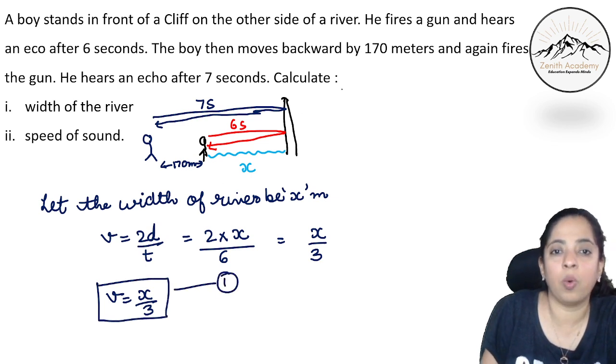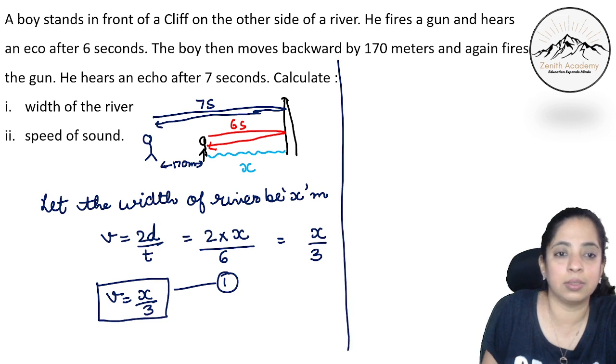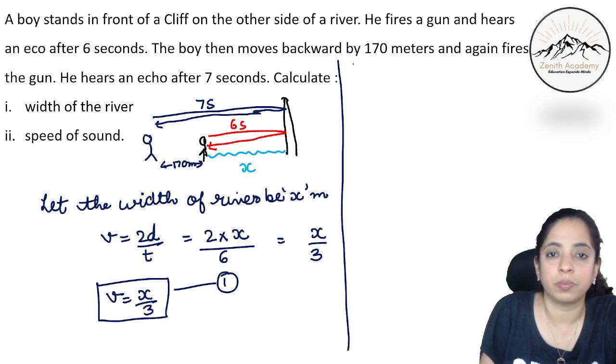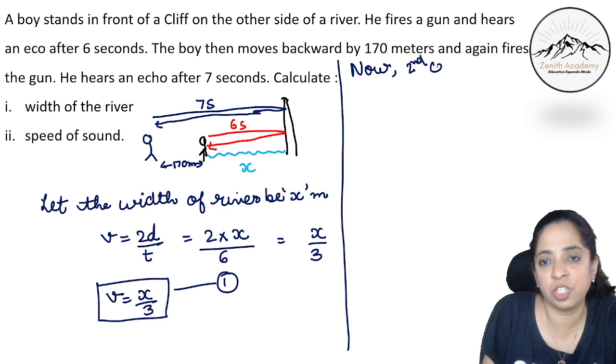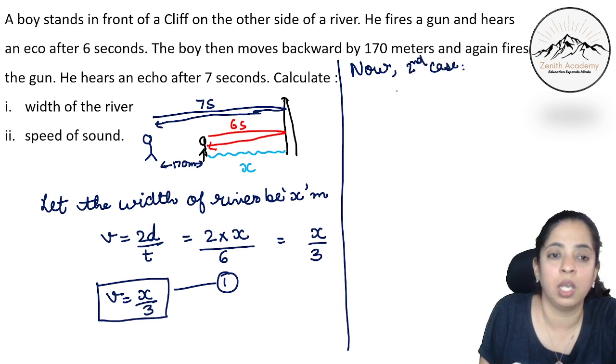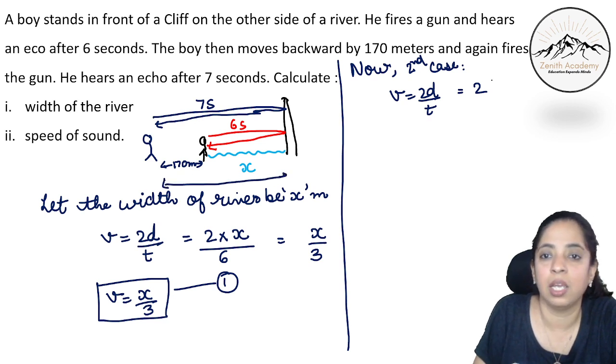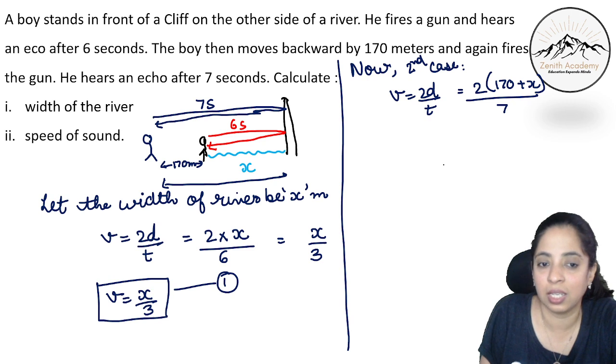Now the boy moves backward. Correct? So now, second case. I am writing it in short because there is no space. So now velocity is 2d by t. Now what is the distance now? The distance is 170 plus x. Can you see? 170 plus x. So this will be 170 plus x upon time. Time is 7 seconds now in this case. Now this is your equation number 2.